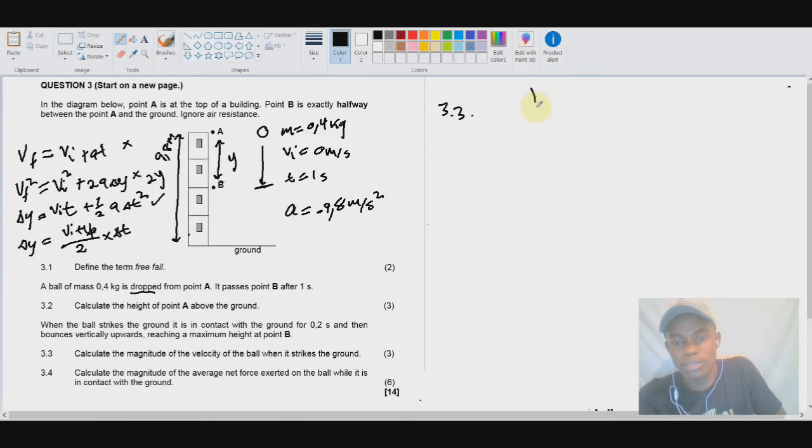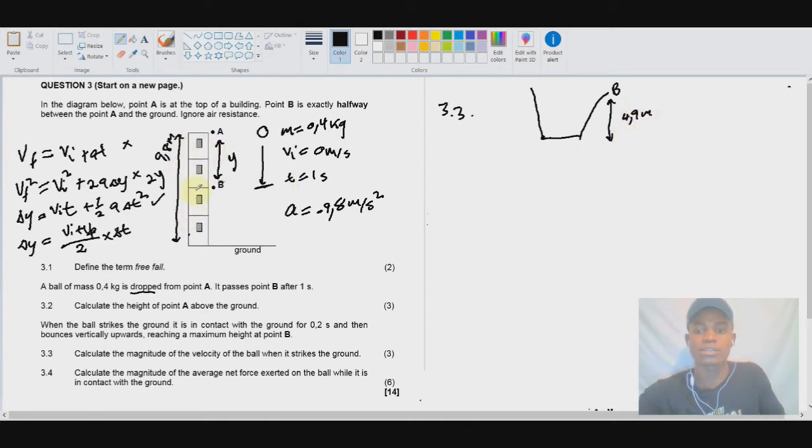This ball is coming down and then it falls. When it reaches the ground here, a certain time elapses, which is 0.2 seconds, and then it bounces again to reach point B. Now we know that from the ground to point B is y. Remember, we calculated y, right? We found that to be 4.9 meters, which is half of the total height of the building. So here we have time that elapses, which is 0.2 seconds.